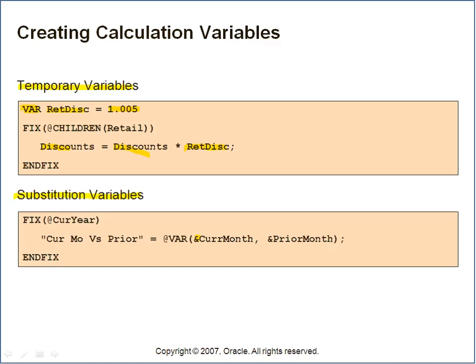Okay. So when should you use a temporary variable and when should you use a substitution variable? A temporary variable I would typically use when the value of the variable is not dependent on user input. So it is just for my internal calculation purpose. That time I will use a temporary variable. But if there is user dependency for the value, then I will make it a substitution variable. Like for example, the current month is something which is dependent on the user input. So each month user or admin will go in the system and change the current month.